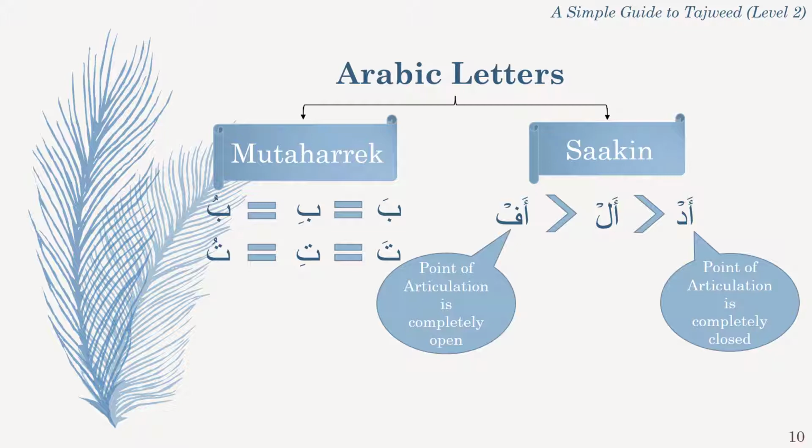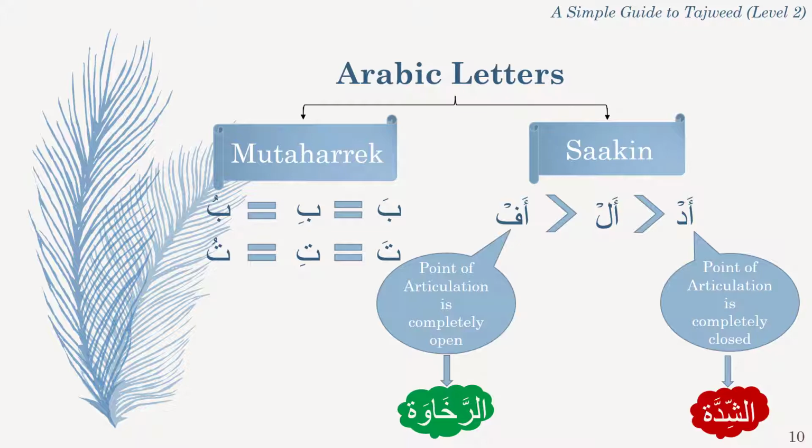This closure of the articulation point results in blocking the sound of the letter, which results in a characteristic called Shidda. On the other hand, letters that take a very long time when pronounced, their point of articulation is completely open, allowing the sound to keep flowing, resulting in a characteristic called Rakhawa.